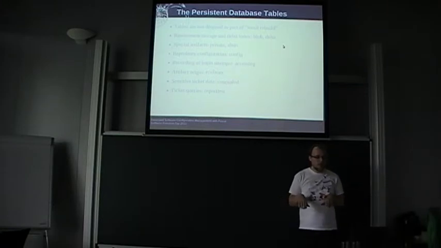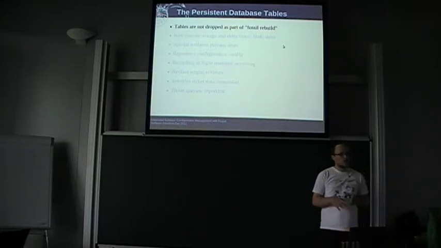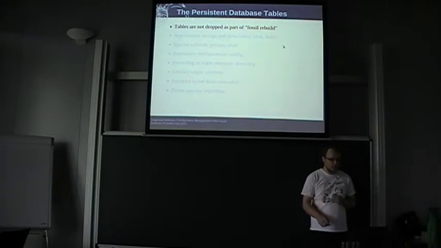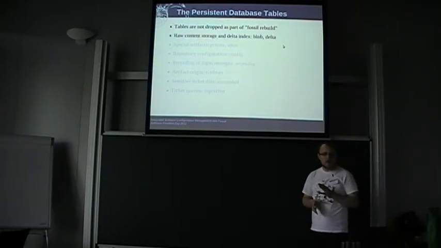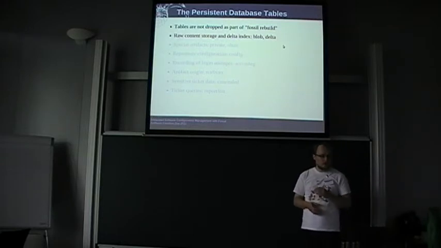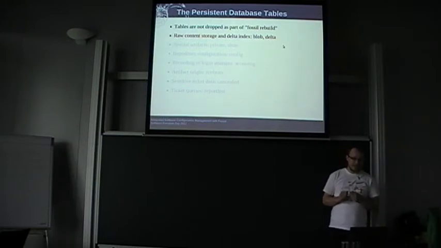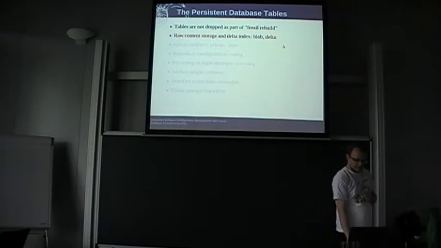On the one hand, we have persistent database tables. These are tables that are not dropped when you ask Fossil to rebuild a repository file. So there are two tables used to store the raw content, which is blob. Well, the name should be easy to understand, and there's a delta table which basically just links different entries in the blob table together.